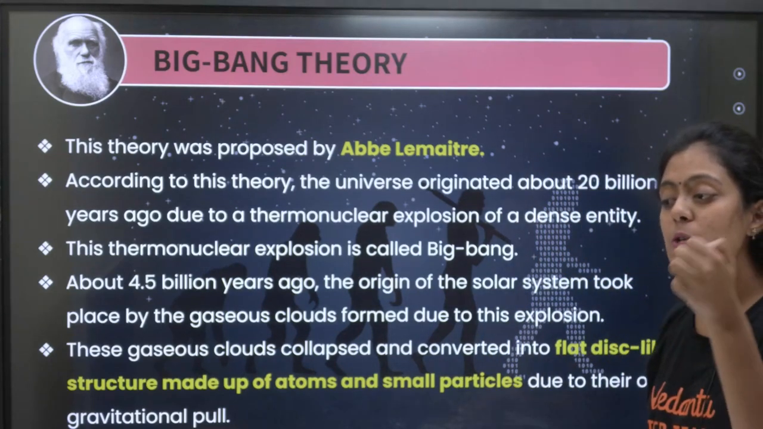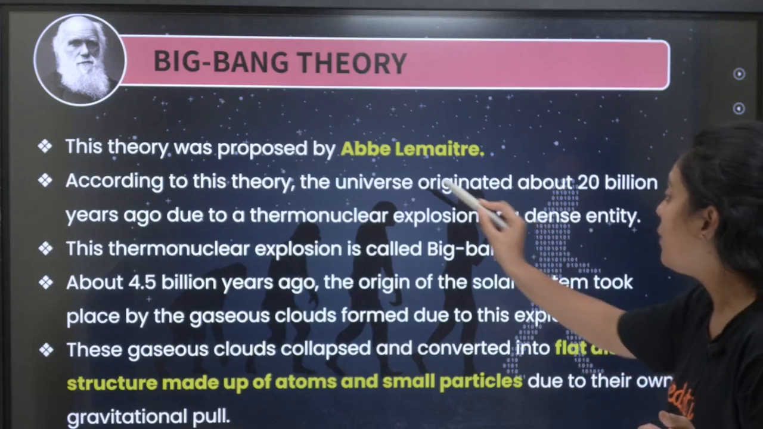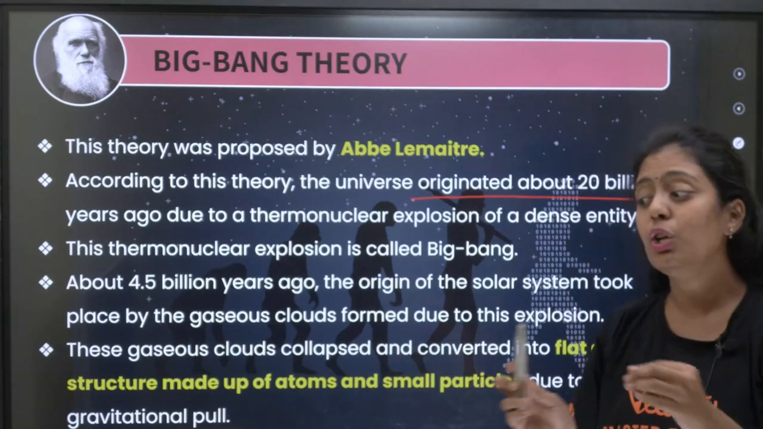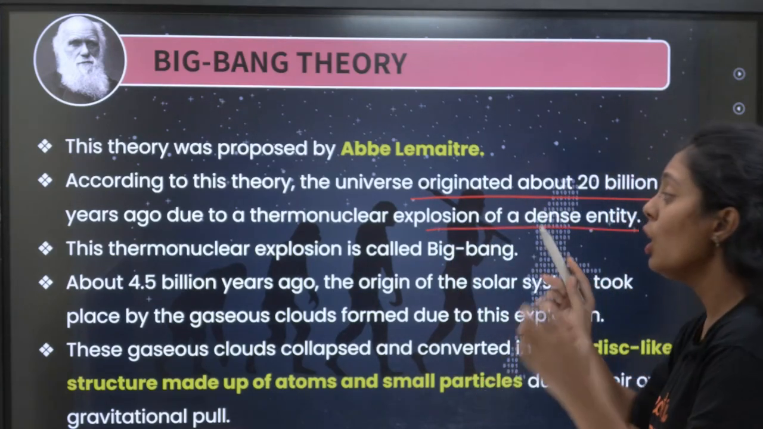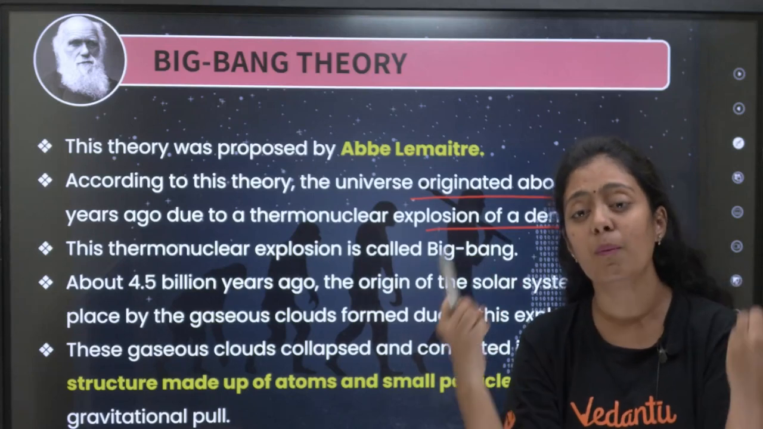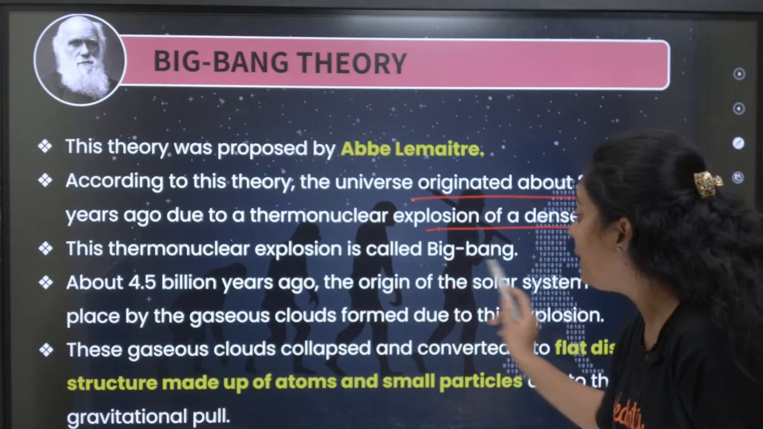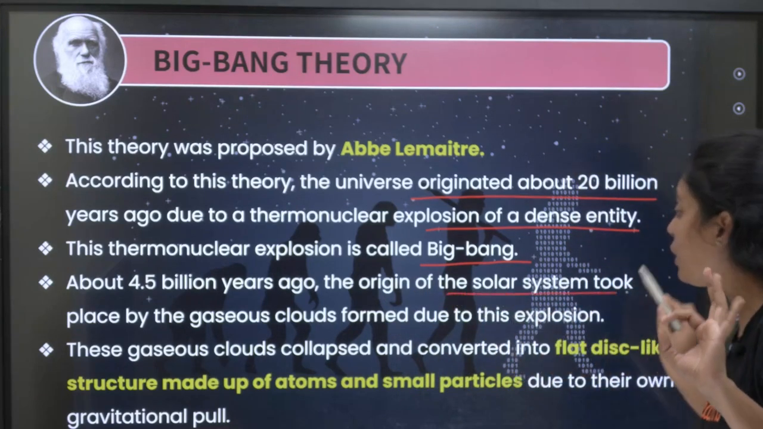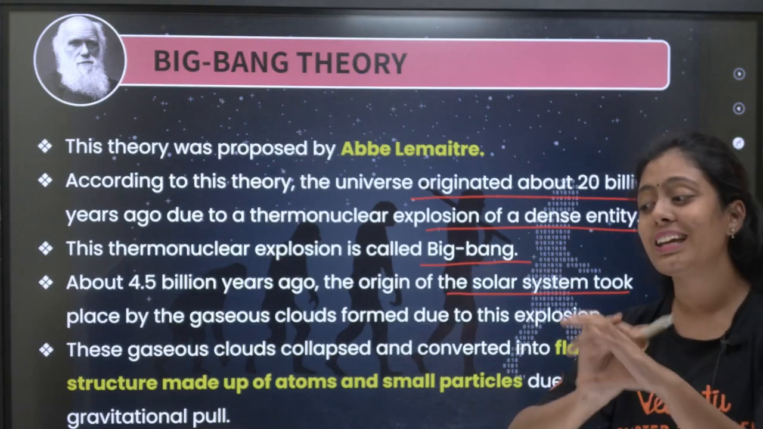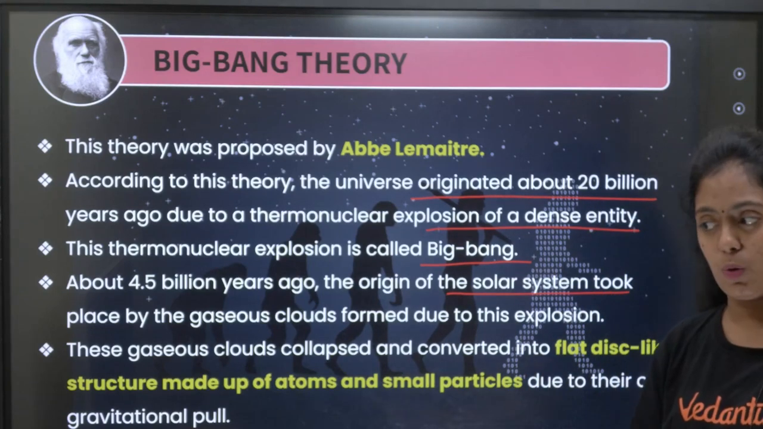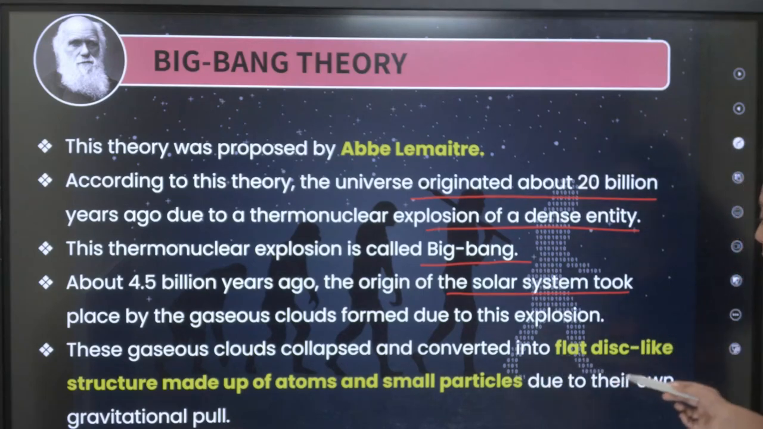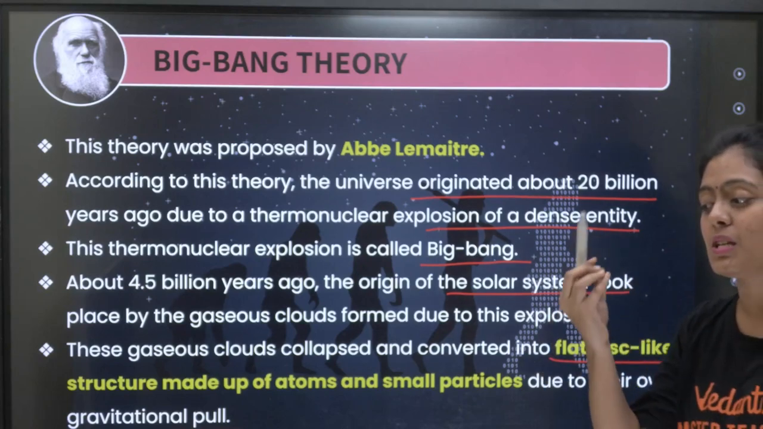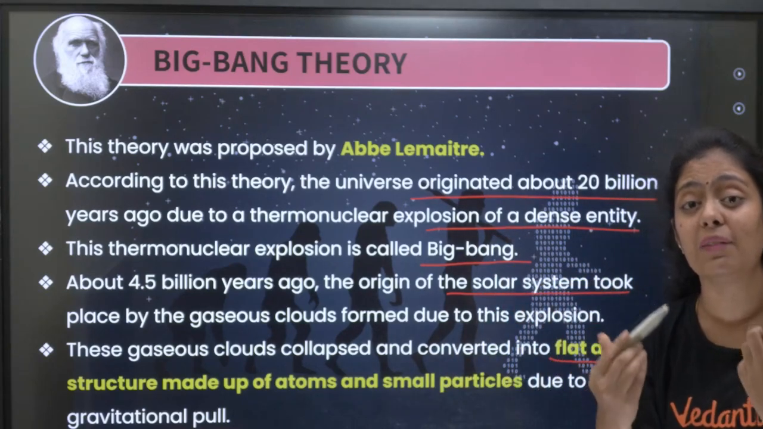This theory was proposed by Dow. According to this theory, the universe originated 20 billion years ago due to a thermonuclear explosion of a dense entity. The thermonuclear explosion ana nama big bang nu solrom, okay. 4.5 billion years ago, the origin of the solar system took place by the gaseous clouds formed due to this explosion. And these gaseous clouds collapsed and converted into a flat disc-like structure made up of atoms and small particles due to their own gravitational pull.